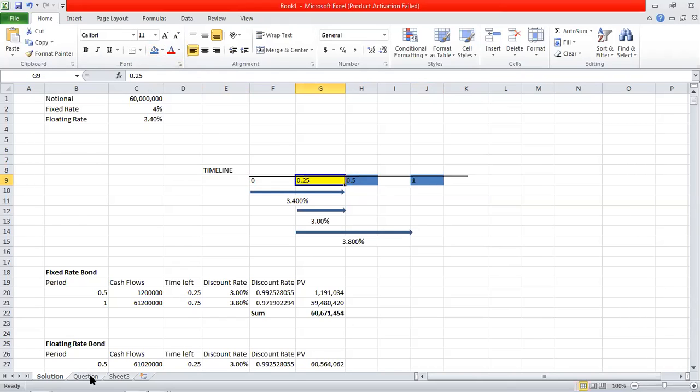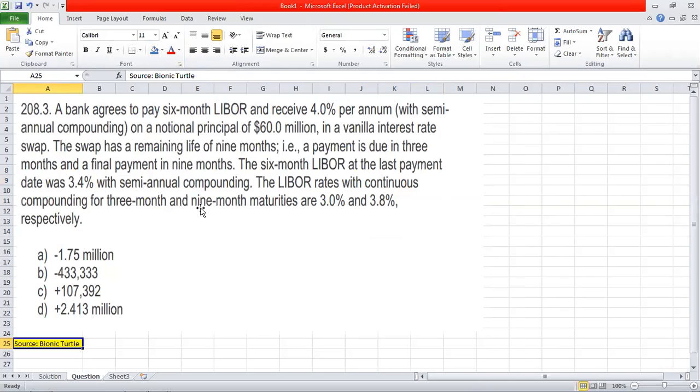Okay, so let's read ahead. The swap has a remaining life of 9 months. That is, a payment is due in 3 months' time and a final payment is due in 9 months. The 6-month LIBOR at the last payment date was 3.4% with semi-annual compounding. I think all of us would be aware of this, and if you are interested in how the basics of an IRS work, do let me know, I can run you through that. The assumption here is that people do have a basic understanding of an IRS.